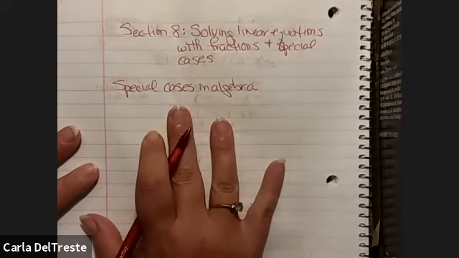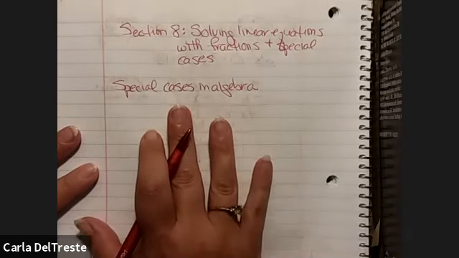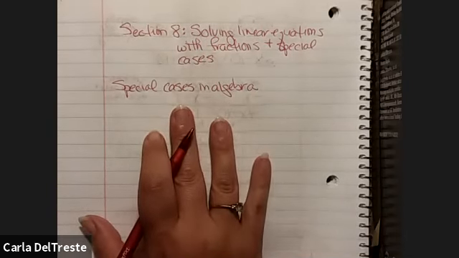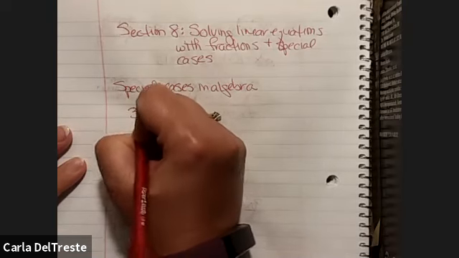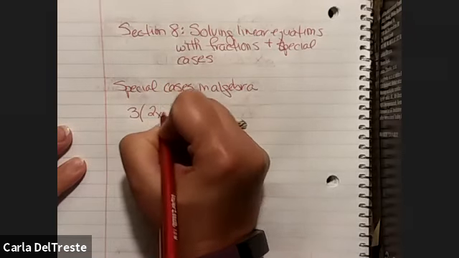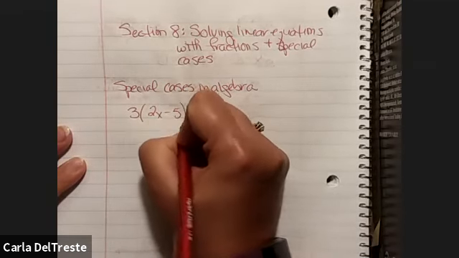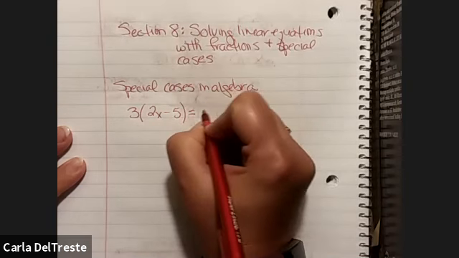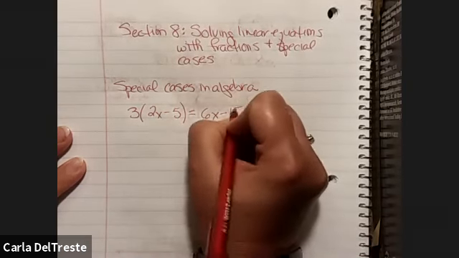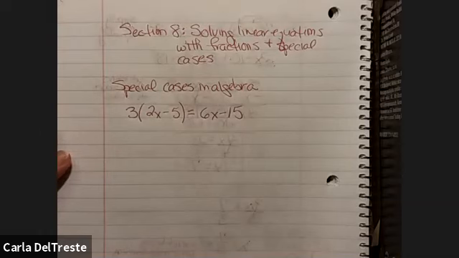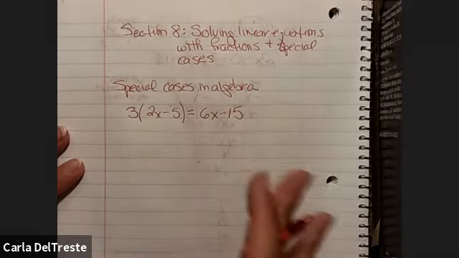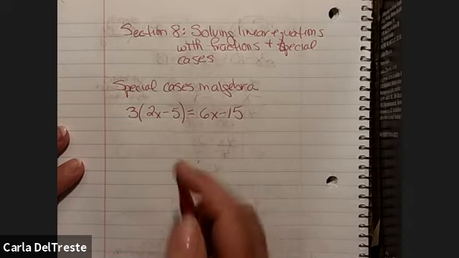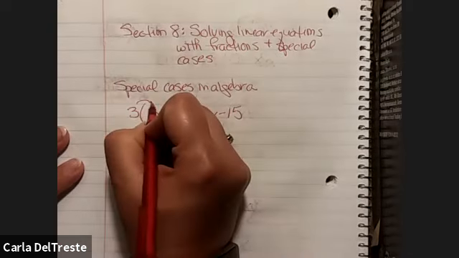I mentioned at the end of the last video that there are some situations where you won't simply be able to check your answer. So let's look at one such case. 3 parentheses 2x minus 5 close parentheses equals 6x minus 15. In looking at this, you might not notice there's going to be any problem whatsoever. Okay, so we're going to do this like a regular algebra problem.